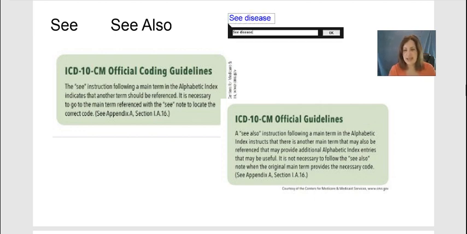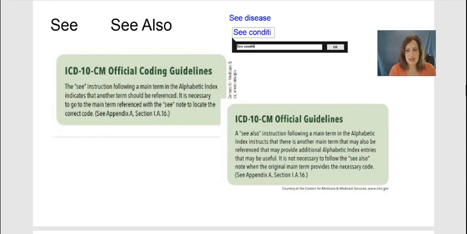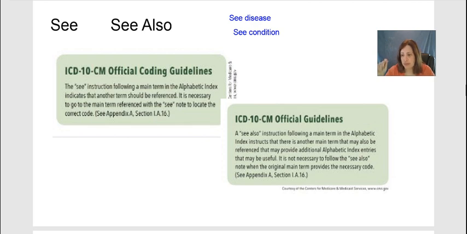See disease. See condition. You look up a body part. It will say see condition. So if you look up heart, it'll say see condition. So you think, I need to look up the word condition. So you look up the word condition, you know what it says? See disease. So you do that. You know what disease says? See condition. And now you're stuck in this circle, and guess what?